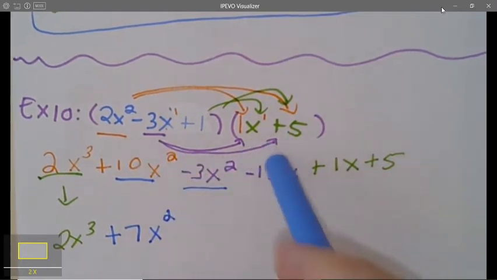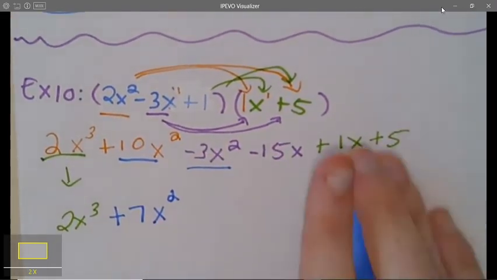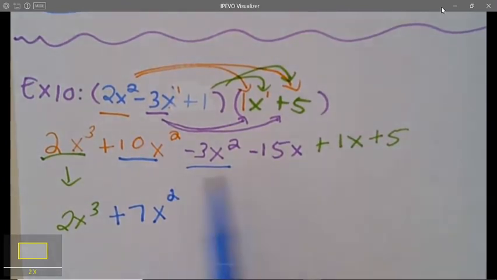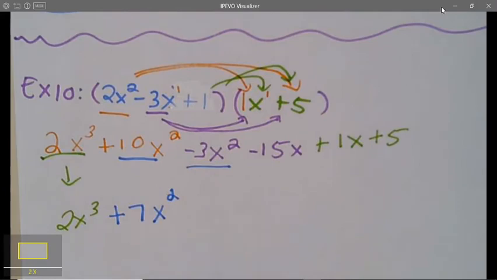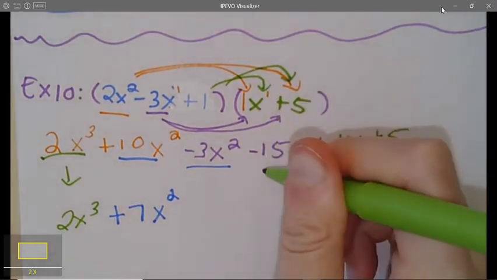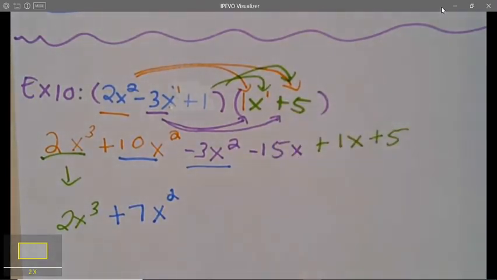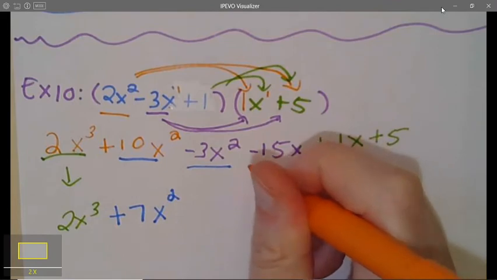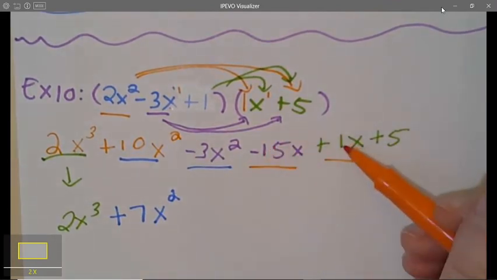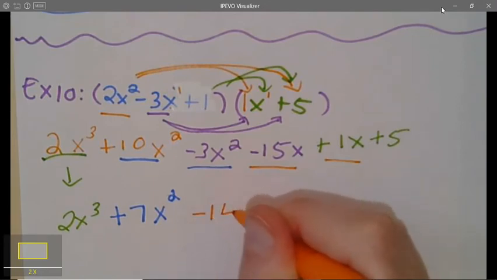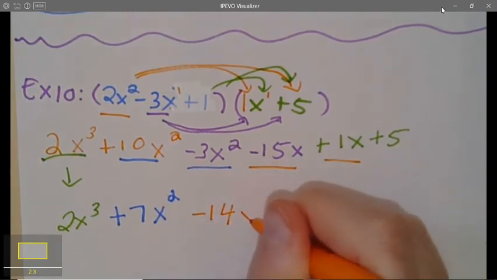Don't touch the exponents. Don't touch them. I know the demon cats are telling you to do things with your exponents. Don't listen to them. Now the next highest exponent I see in my problem is x to the first power. I have negative 15x and a positive 1x, which negative 15 plus 1 is negative 14. And I just bring on down that x.